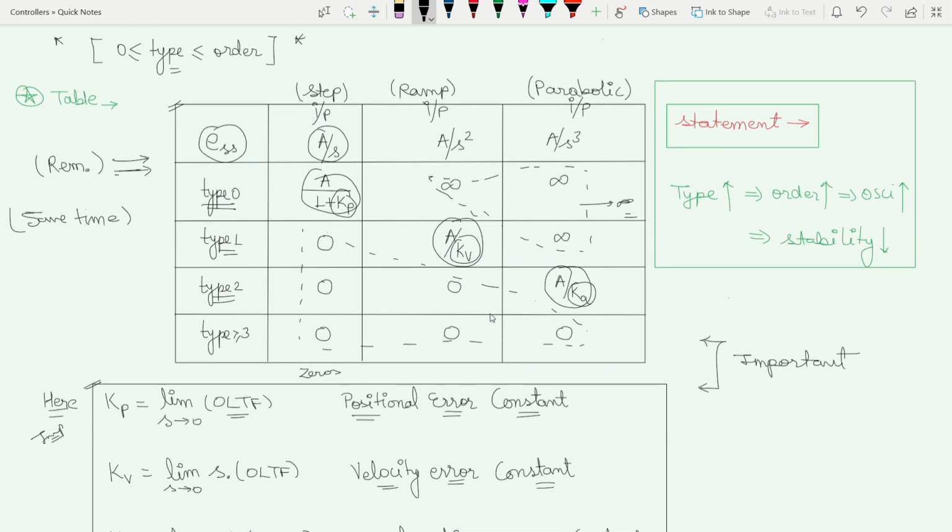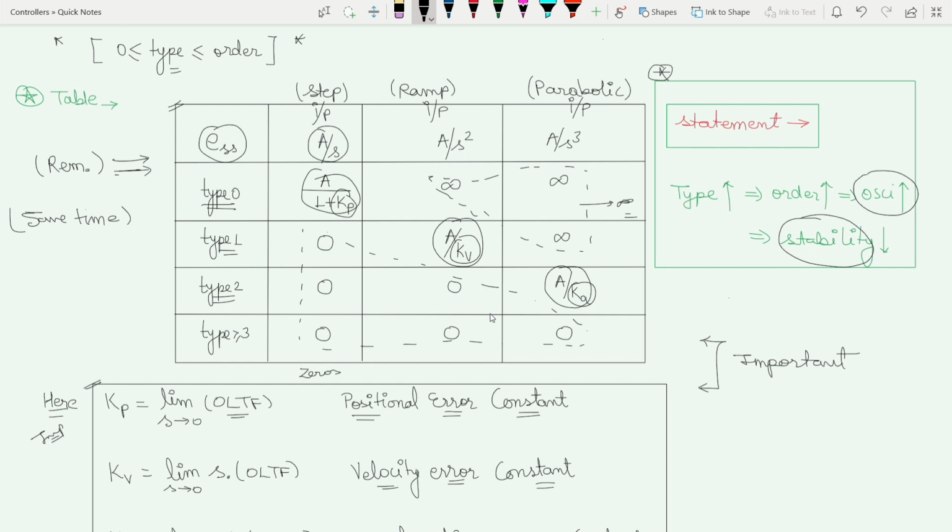Here is one important statement I have given: when the type of the system increases, the order increases, the number of oscillations increases, and stability decreases. As you know, when there is a larger number of oscillations, the system will be less stable. This analysis is very important, and you must remember this.